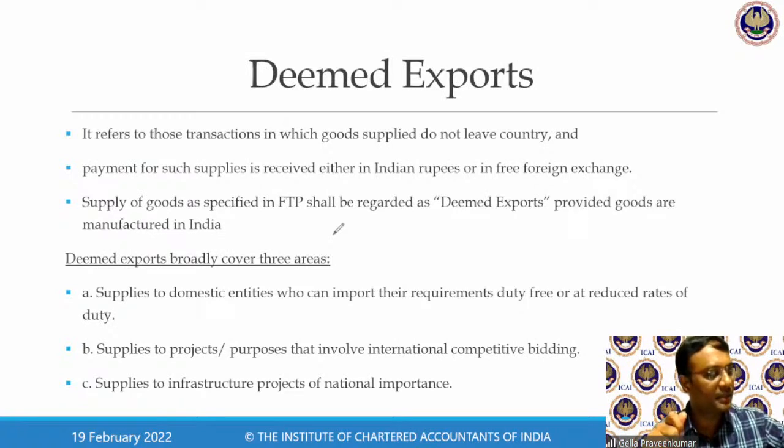If you look at the other table, supply of goods to mega power projects against international competitive bidding, even if customs duty on imports made by such project is not zero. This international competitive bidding is where there is an international trade connected. Point number 2 in the same page, the other table: supply of goods to the United Nations or international organizations like the World Bank, World Health Organization, UNICEF, etc. Supply of goods to nuclear projects through competitive bidding. All these are considered as my deemed exports.